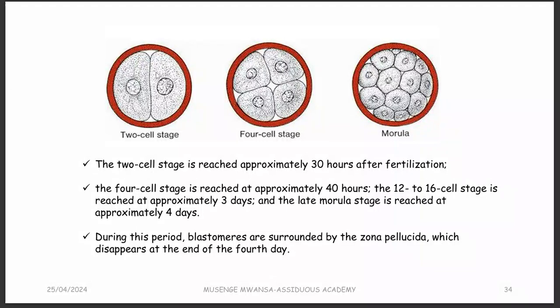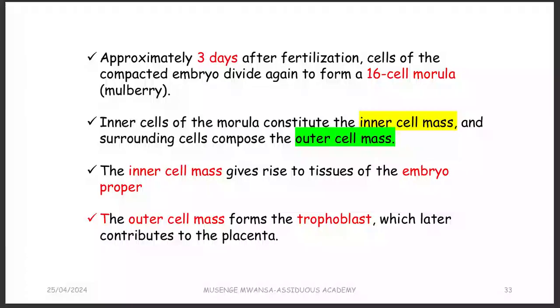You can see these cells inside. You can see that the entire cell here is not changing in size. What is changing in size are the blastomeres, because they were 2, they will become 4. 4, they will become 8. 8, 16. 16, 32, like that.